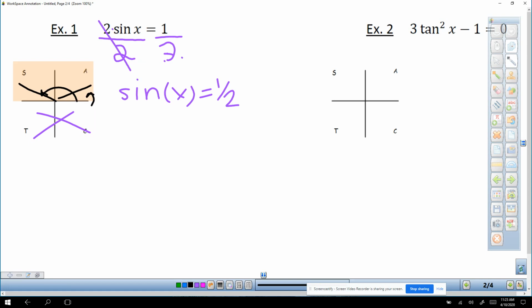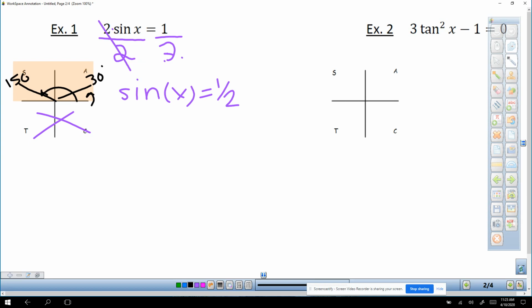So here and here. Okay, now if we're talking in degrees, we just said that would be 30 degrees for the quadrant 1 angle. And if you're 30 degrees from 180, that means you're at 150 degrees in quadrant 2. Okay, we are going to give our answers in radians for this.